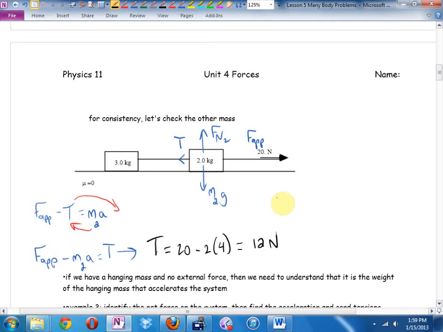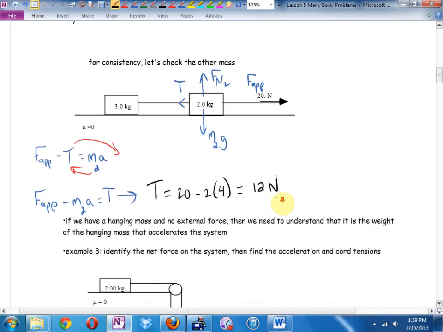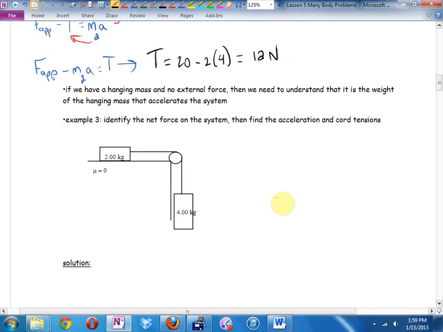Many body problems. Give me more than one mass, I'll treat it as one mass temporarily. Tension will cancel, although I'll always write it just to remind myself where it was, because I might need it later on to find tension. In fact, we could even go with a hanging mass. Something hanging over a cliff, like this picture here. If we have a hanging mass and no external force, well, use your imagination.